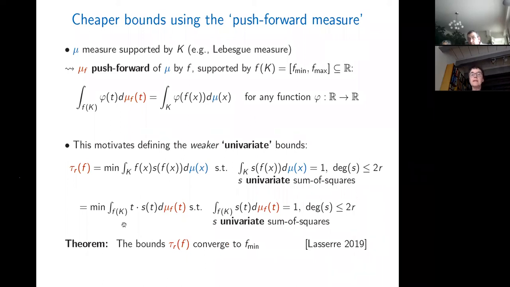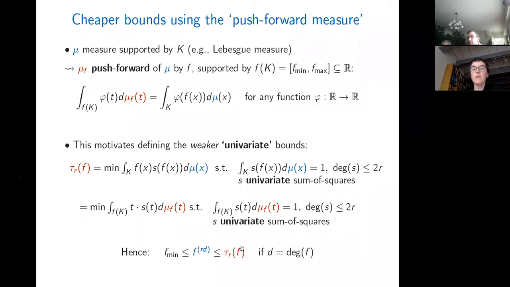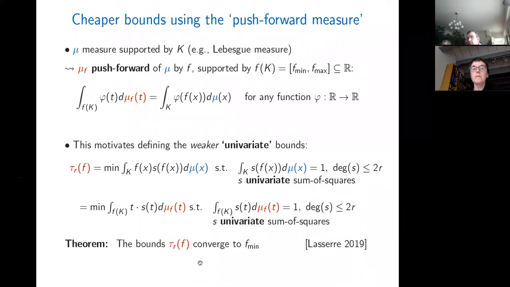But the nice thing is that these weaker bounds still converge to the minimum of f. This was shown by Jean Lasserre in a recent paper. And the question is, what can we say about the analysis of this bound? Because if we can analyze this weaker bound, then we can also analyze the stronger bound. And for these weaker bounds, we can show the convergence rate with a logarithmic factor.